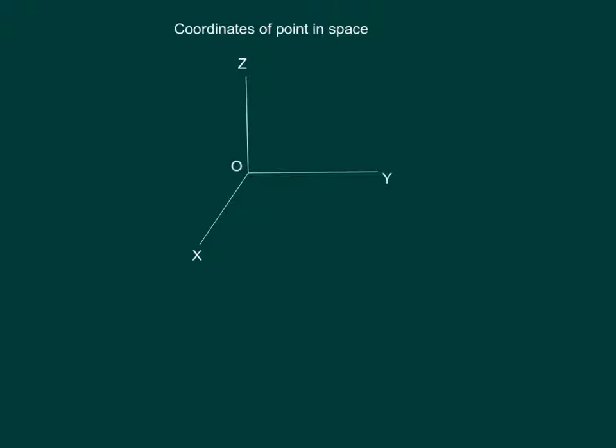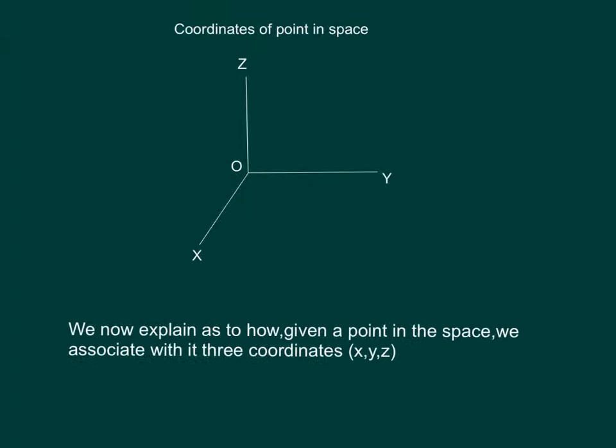Now let us choose a fixed coordinate system in space consisting of the coordinate axes, the coordinate planes and the origin. We shall now explain how, given a point in space, we associate with it three coordinates x, y, z.